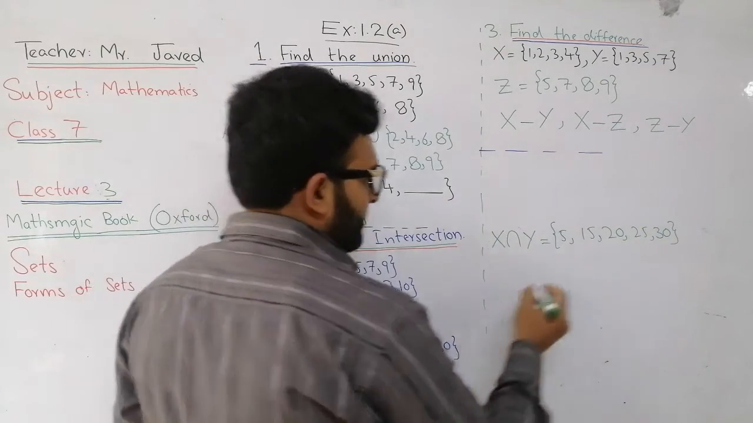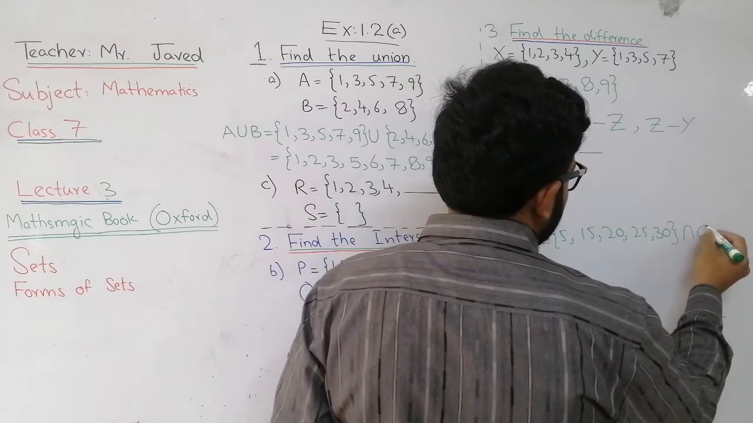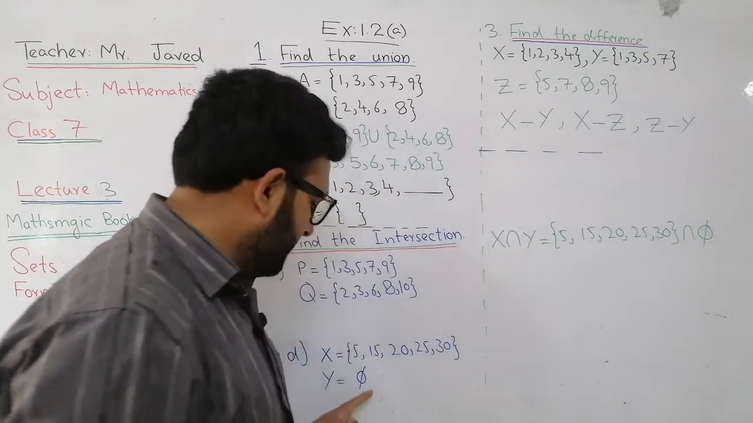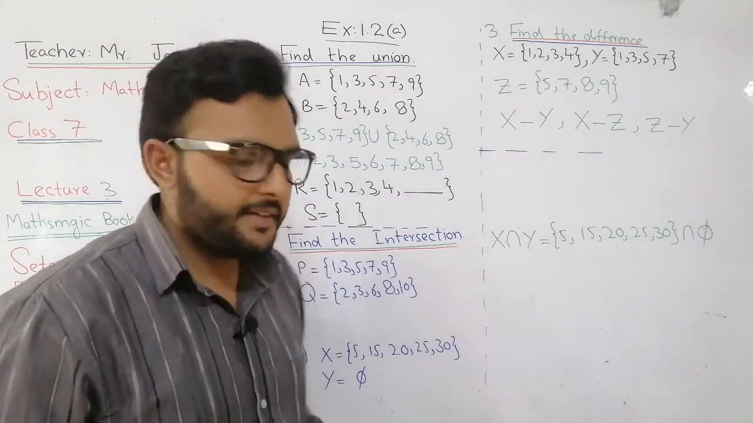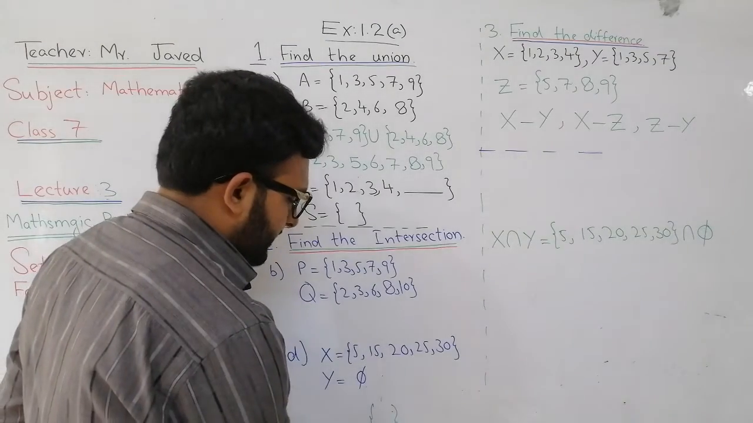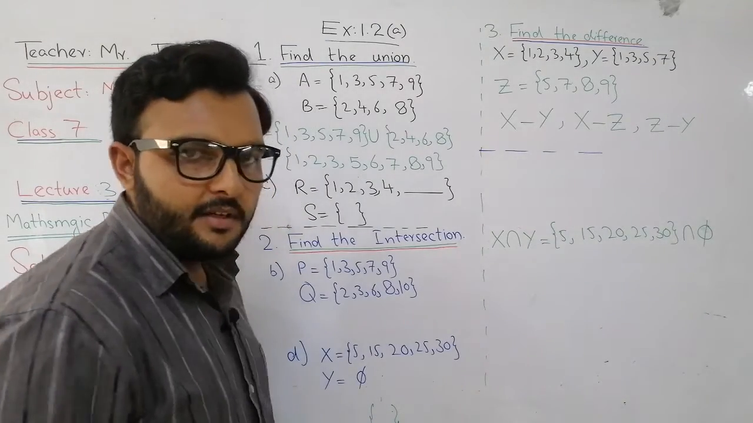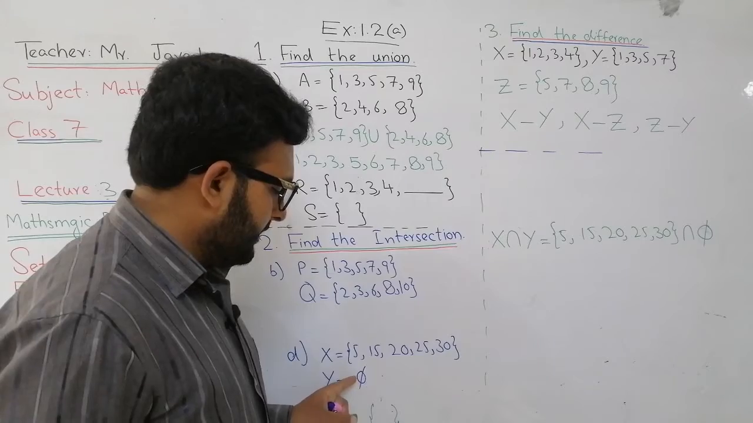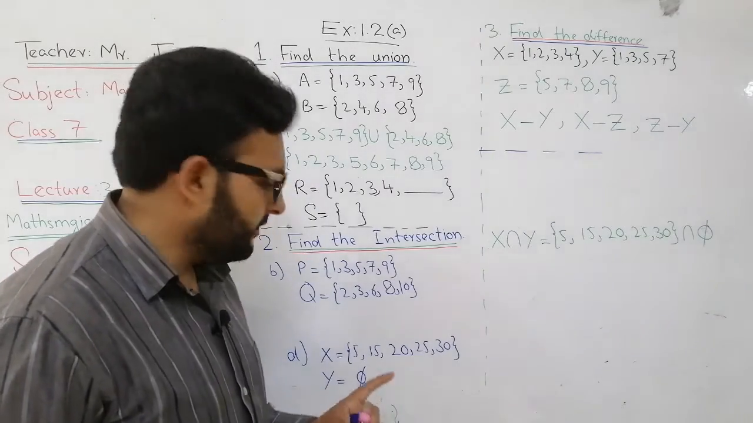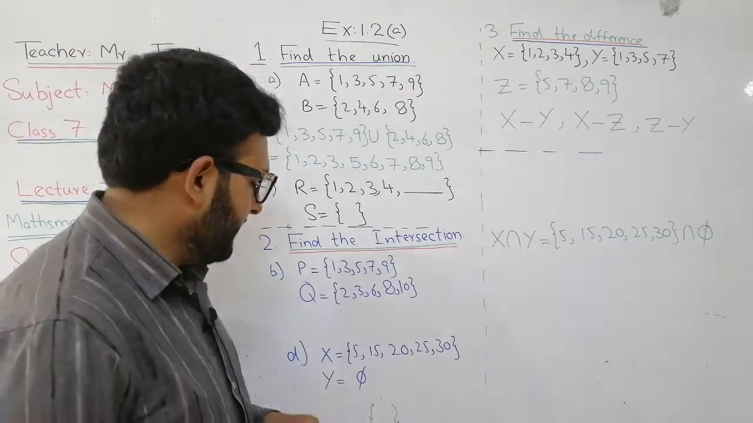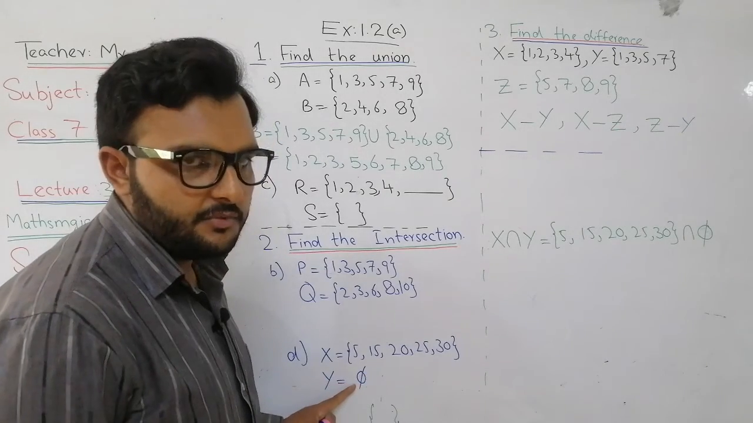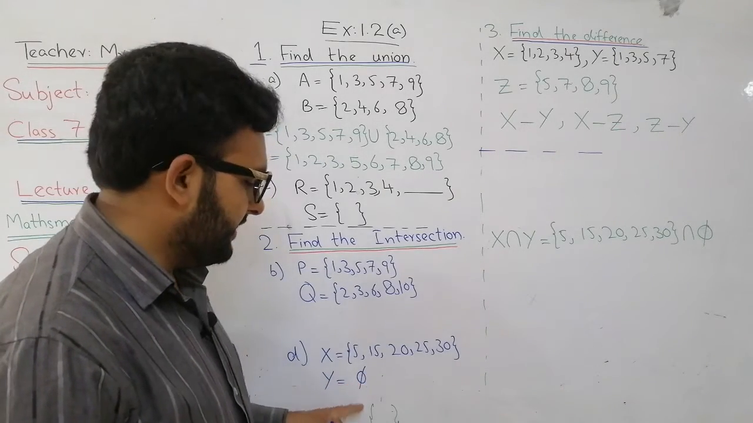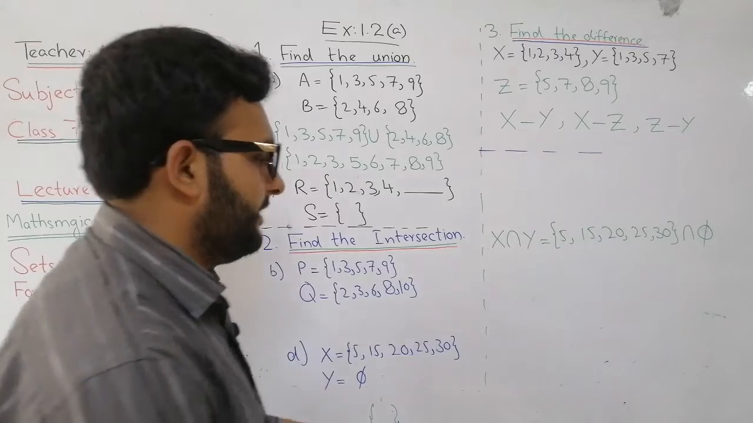And the intersection there is phi, which means empty set. The name of this symbol is phi. If you don't want to write phi, you can write it like this. It has the same meaning, but don't write both at the same time. You need to write only one at a time. This symbol, phi, shows an empty set. This is an empty set, clear?